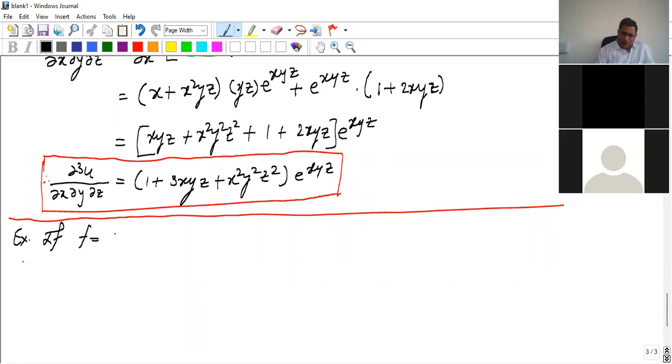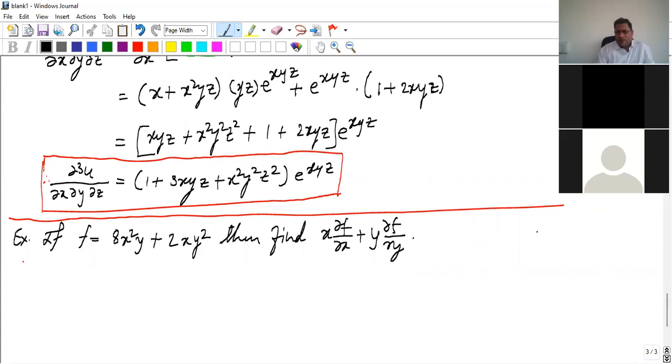If f is equal to 8x²y plus xy², then find x ∂²f/∂x² plus y ∂²f/∂y²... as written, x ∂²f/∂y∂x plus y ∂²f/∂y². This is what we want to find. Now, this is the first order derivatives; we would have to find the first order partial derivatives.